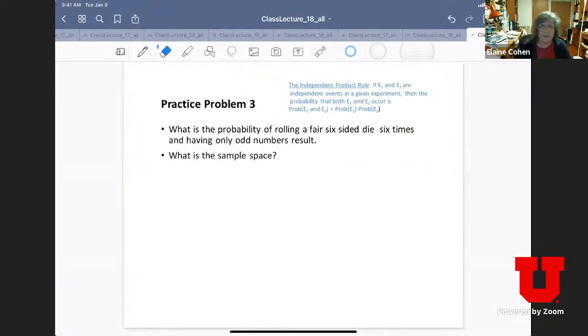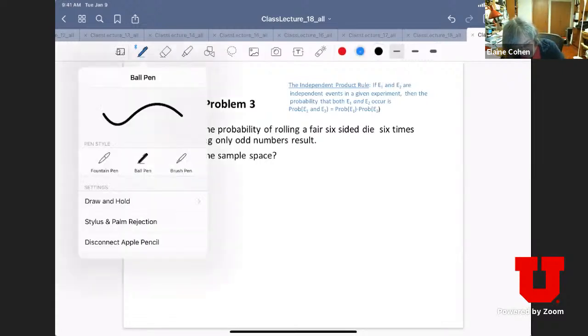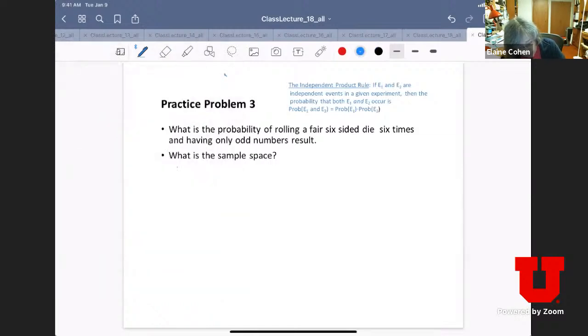Let's look at the independent product rule. So obviously we're going to come up with one that isn't, but let's look at this first. What's the probability of rolling a fair 6-sided die 6 times and having only odd numbers result? What's our sample space to pick from? Okay, so let's first ask what the sample space is. Well, we're rolling a fair die. So what are our possibilities?